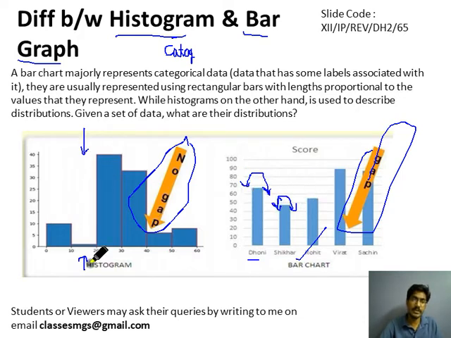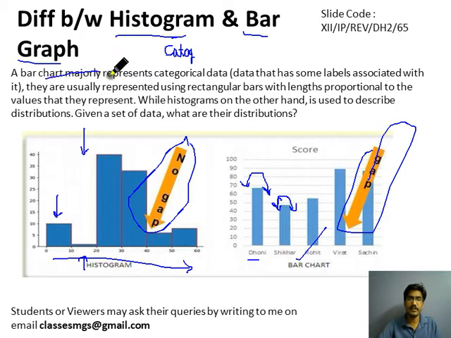But in the case of a frequency distribution, we show the data to show their frequency: how many elements are there in the 0 to 10 range, 10 to 20, 20 to 30, 30 to 40, 40 to 50, 50 to 60, and so on. So this is a major difference.